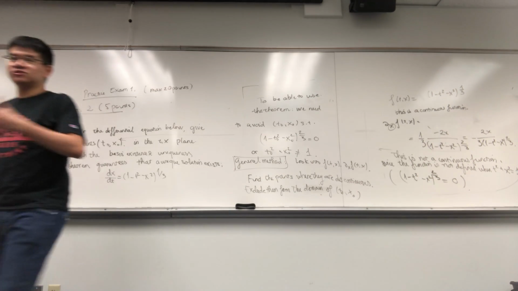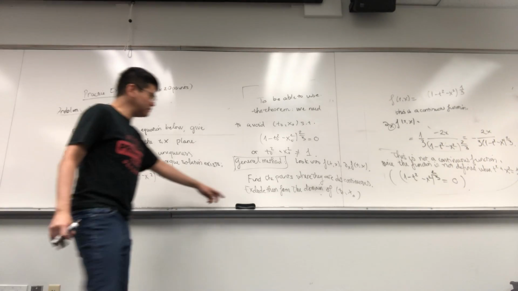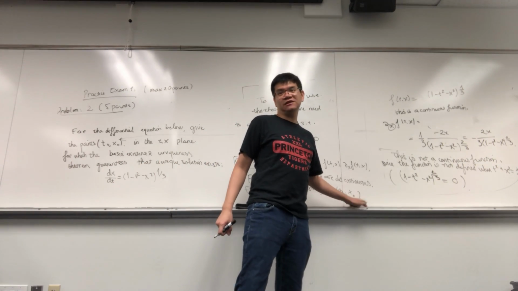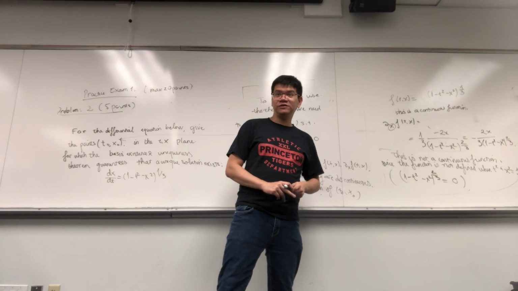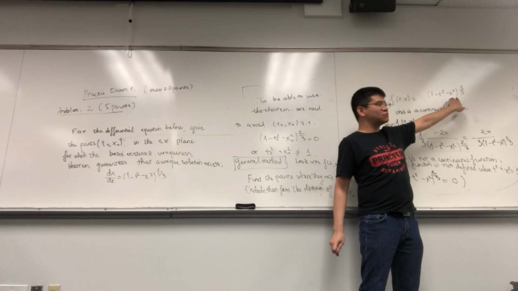All right. So the general strategy is that you look into f, you take the derivative in x of f, and you find all of the points such that this function is discontinuous, and then you just exclude all of them from the domain of the initial condition. Questions? It's clear? So in this case, the function is (1 minus t squared minus x squared) to the 1/3.